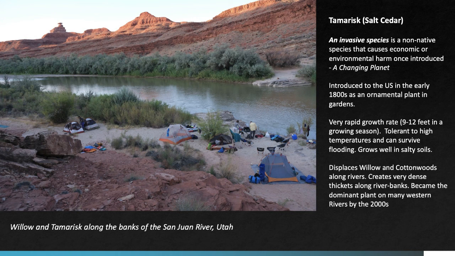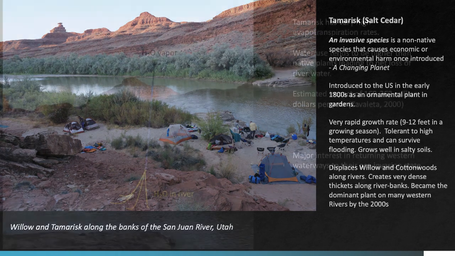And it grows so quickly that it can displace willow or cottonwoods that would normally be occurring along the banks of rivers. And once it gets going, it creates very dense thickets, often a few meters deep along the riverbanks. For anyone who spends time rafting or hiking near western rivers, tamarisk is a very common sight and something that you will have noticed in the past.